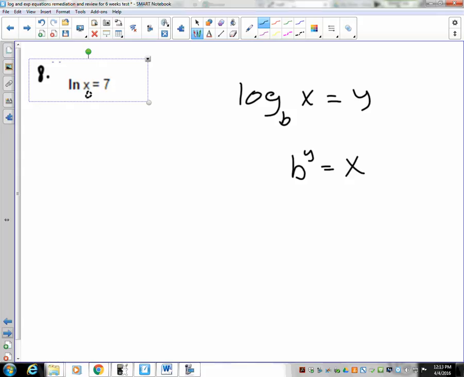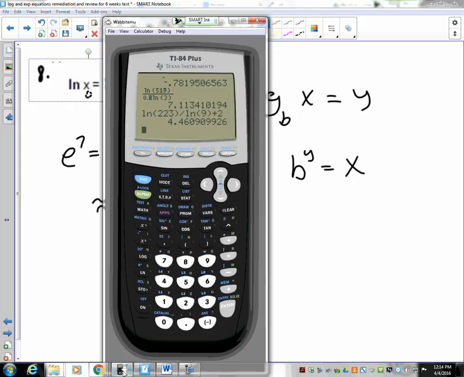All right. So this is going to be what? e to the 7th equals x. Now, the way the directions are worded, it says to give the exact answer. That's the exact answer. And then round it to 2 decimal places. So we just type that in the calculator. e to the 7th is 1096.63.